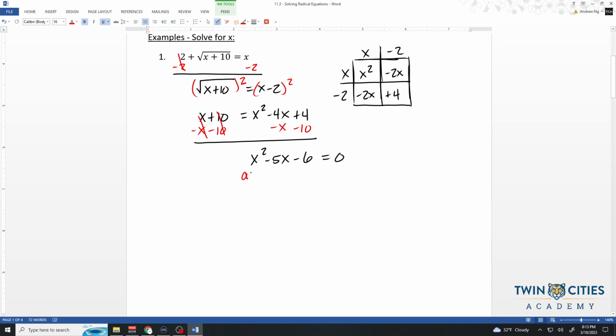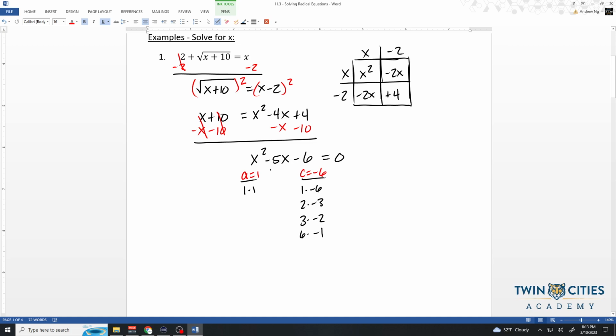So a equals 1, c equals negative 6. 1 times 1 makes 1. For negative 6, that's 1 times negative 6. 2 times negative 3. I could do 3 times negative 2. And then 6 times negative 1. I don't need the reversals here because a equals 1.